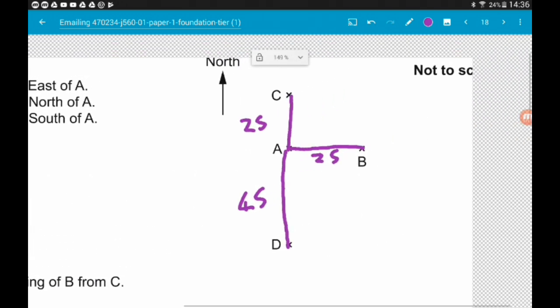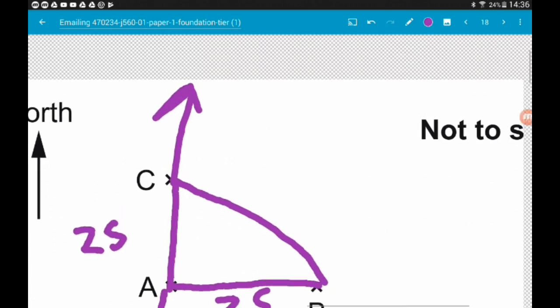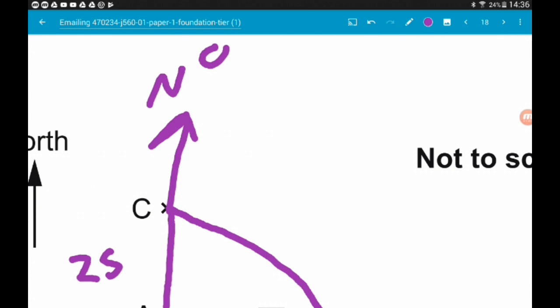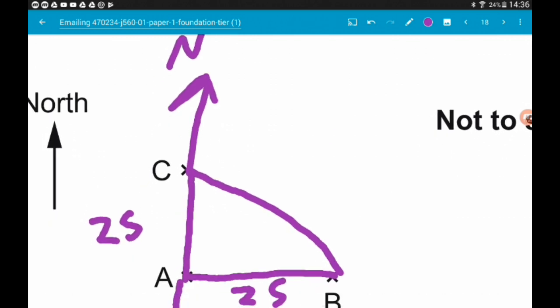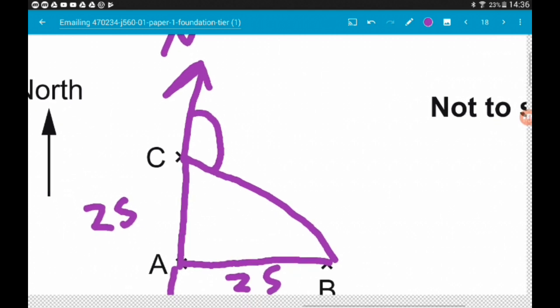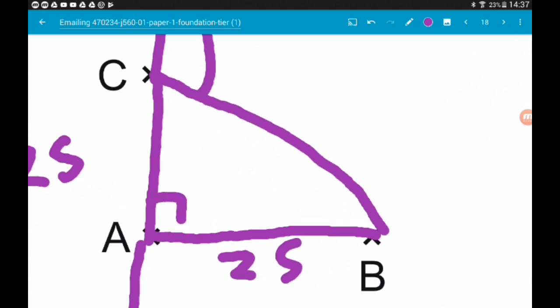So let's find the bearing of B from C. I'm going to draw the line that joins them together, and I'm going to draw a north line in too. So it's just rough. So north is 0 degrees. So the angle that we want is this guy here. So how are we going to do this? So this triangle ABC is isosceles, and it's a right-angled triangle because C is exactly north and B is exactly east of A.